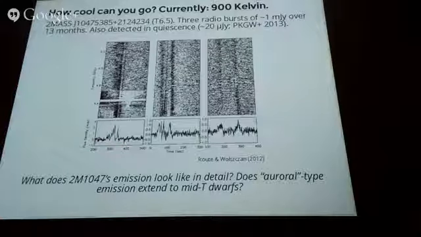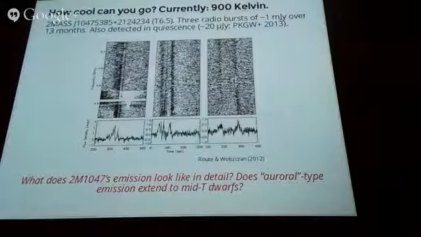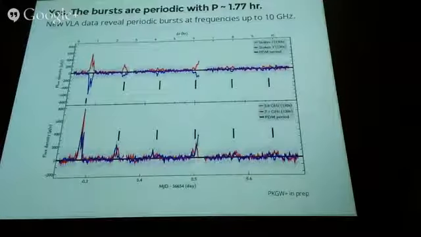But because this is by far the coolest object that has been detected in the radio, we're certainly interested in seeing whether there is periodicity, and trying to understand whether the properties of the magnetic field that we infer from the radio data are consistent in a 900 Kelvin object as they are in, let's say, a late M dwarf. That's a question. And the answer is basically yes.